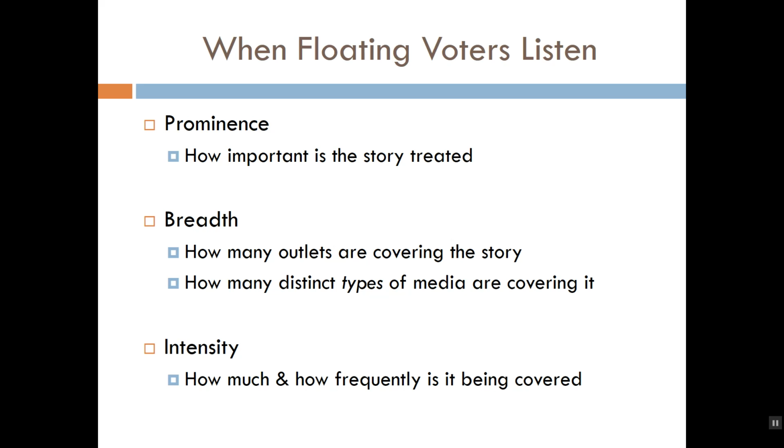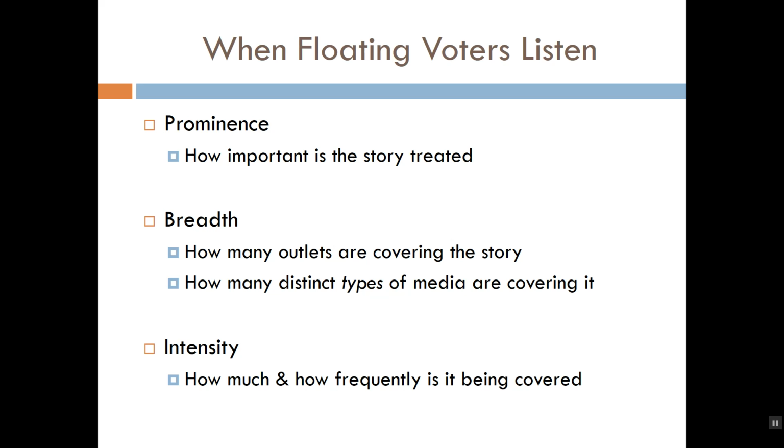So prominence is when the media treats a story as though it is important. It is not whether that story is actually important. Understand, it is simply a question of whether it is treated as though it is important. And when prominence is high, a story is more likely to reach floating voters. Therefore, persuasion is more likely to be an effective mechanism of media influence. But prominence alone is not enough. You also need a wide breadth.